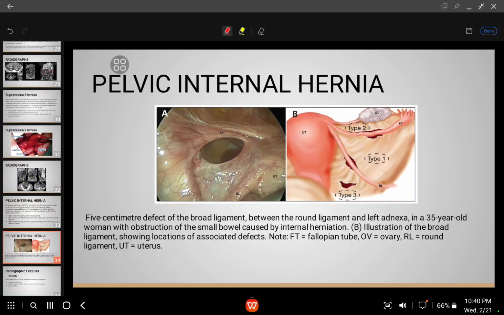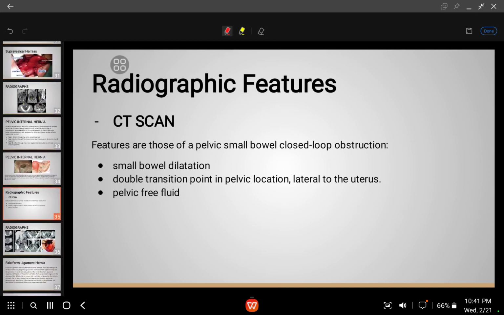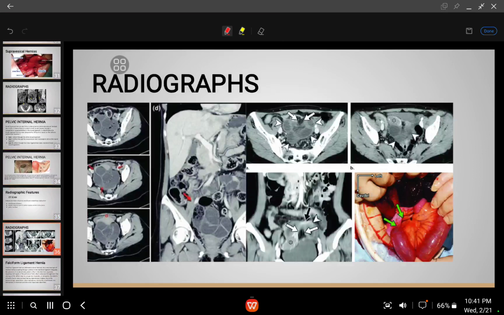So here the second figure, the illustration of the broad ligament showing the location of the associated defect. So FT is for the fallopian tube and the OV is ovary, and the RL is the round ligament and UT for the uterus. So next, the radiographic features. The CT scan features are those of the pelvic small bowel closed loop obstruction, small bowel dilatation, and the pelvic free fluid in the double transition point in the pelvic location, which is lateral to the uterus. So here the radiographic features.